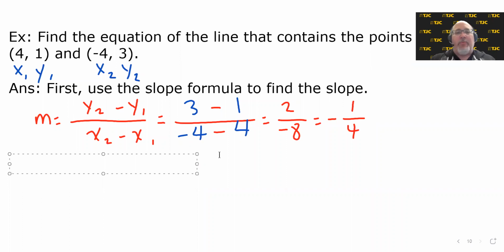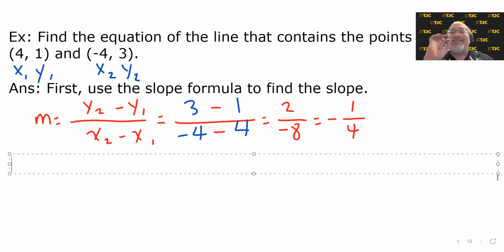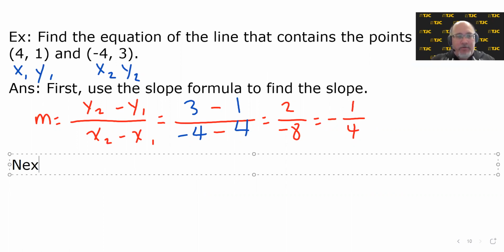All right, so what did we just find? We just found the slope. Why did we find the slope? Because we want to use point slope form. Now we have a point, we have 2 of them to choose from, and we have a slope, -1/4. So now we're going to use point slope form.